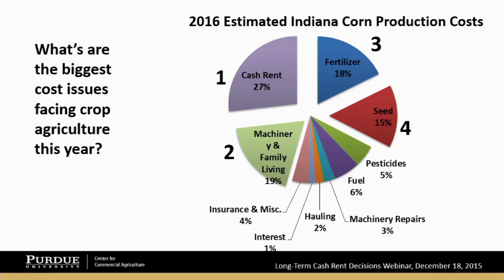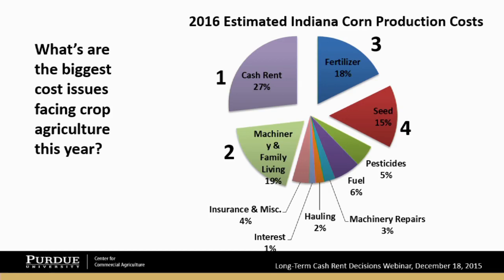And so that's why we're doing this webinar. Cash rent's one of the big ones in fixed assets and cost buckets. As you can see on this slide, cash rent represents 27% of total corn costs. If we were looking at soybeans, it'd be closer to 35%. And so cash rent's a big cost item. It's a cost item that's difficult to adjust.